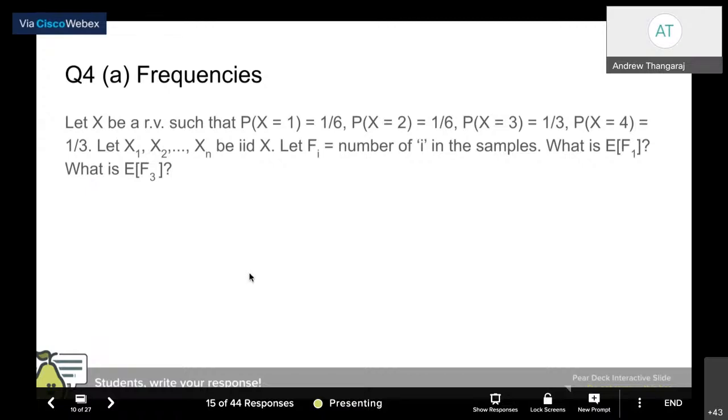Okay. So what happens as n becomes very, very large? What should happen to the variance of F1 and the variance of F3? So let's do that in the second problem. Okay, the same question. Fi are still the frequencies of i. What is the variance of F1? What is the variance of F3?